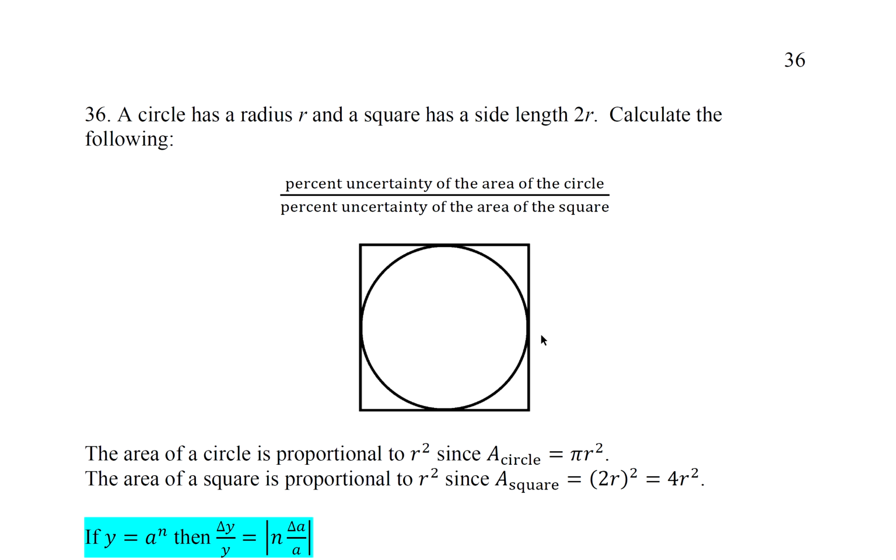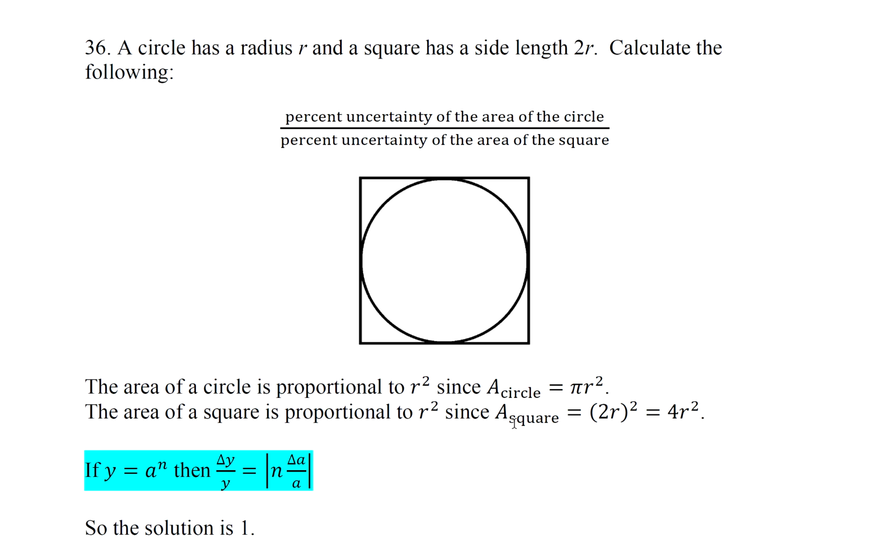Question 36. A circle has a radius r and a square has a side length 2r. Calculate the following: percent uncertainty of the area of the circle divided by percent uncertainty of the area of the square. So the area of a circle is proportional to r squared, and the area of a square is proportional to r squared. If you look at these two equations, pi r squared and 4r squared, you're going to notice that n is equal to 2 and n is equal to 2. So if you divide the two percent uncertainties, it is going to be equal to 1.